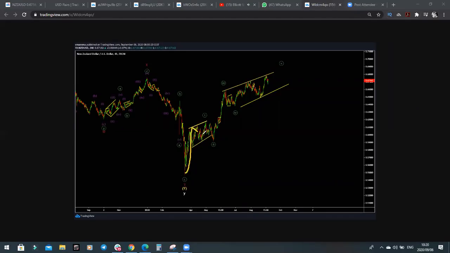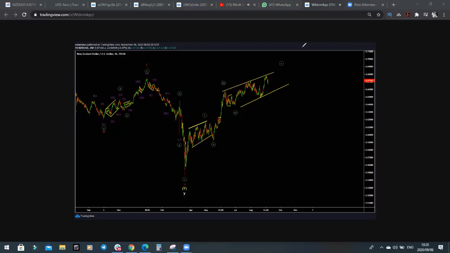So we're looking for this one to be a 1, 2, 3, 4, and we're looking at a possible diagonal here. So that means we'll be looking for this one to pull back here and push up higher and make this wave 5. And then we're going to expect a deeper correction. So at this stage here, we're looking for this one to pull back. This is New Zealand US dollar and the structure we're looking at on New Zealand.